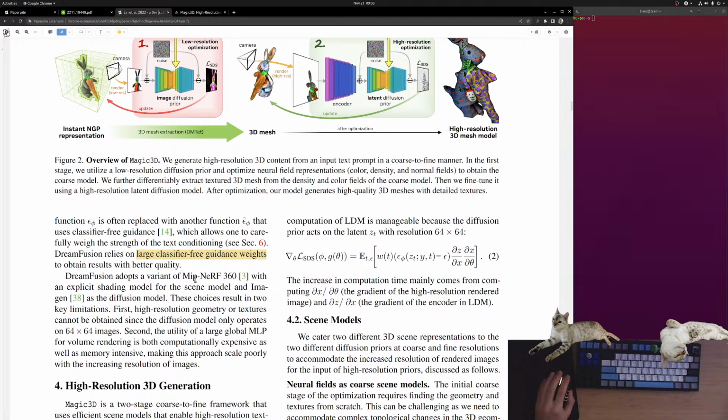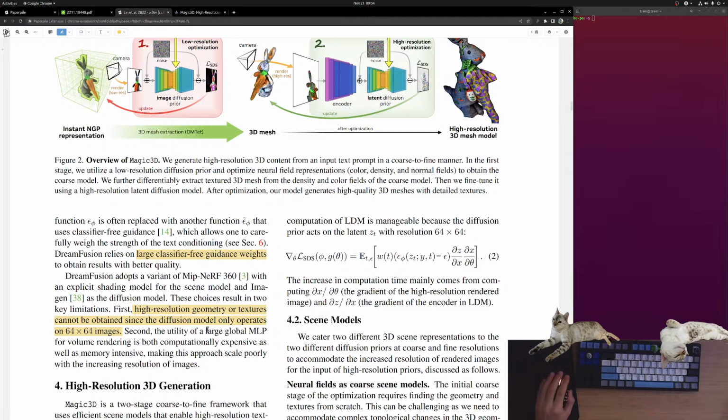Okay, Dream Fusion adopts a variant of MIP Nerf 360, and then Imagen as the diffusion model. High resolution geometry or textures cannot be obtained since the diffusion model only operates at 64 by 64. Yeah, they went from saying high frequency to high resolution. I think some amount of consistency on that would have been nicer here.